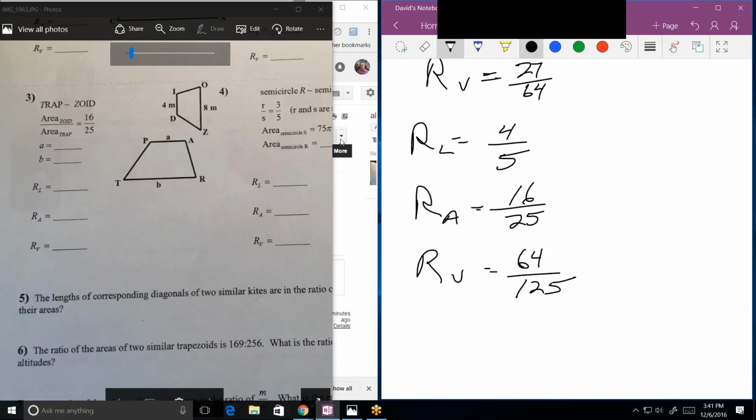Start with your linear ratio. In other words, 4 is to 5 as what is to what? Would it be like 4 is to 5 as 4 is to A? In other words, we're trying to solve for A, right? What's A equal to?